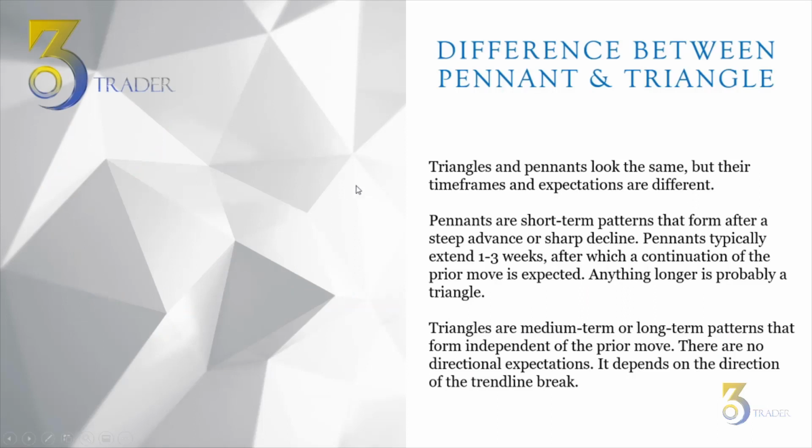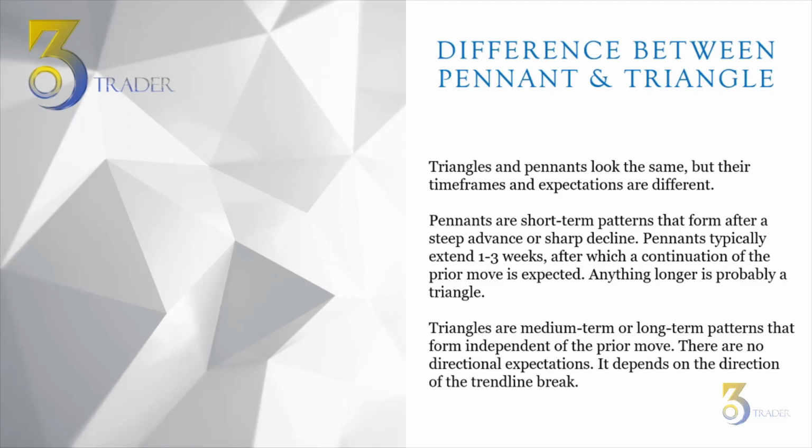All right, so what's the difference between the pennant and the triangle? First of all, they look pretty much the same. The difference is really their time frames and the expectations that you have when you see it. So this is how simple it is. The pennant is a shorter time frame, usually between 1 to 3 weeks. You see these usually after a large move, either up or down, and it is basically a continuation consolidation. The pennant is a continuation pattern.